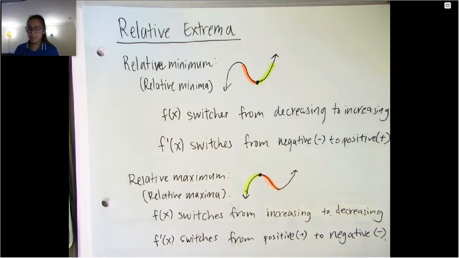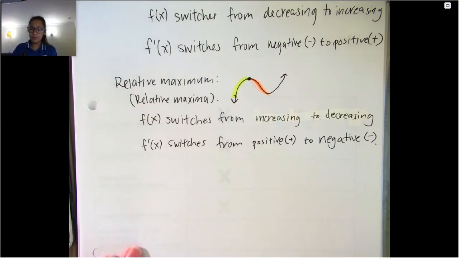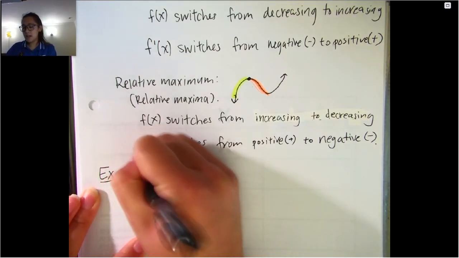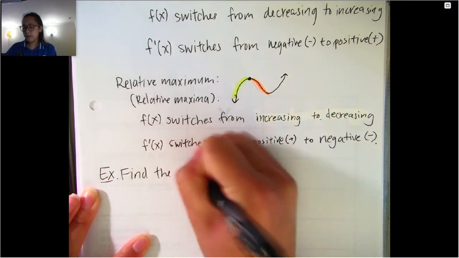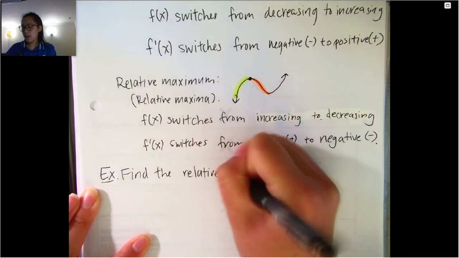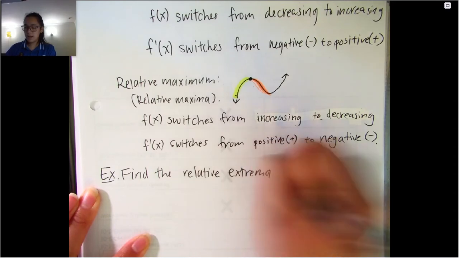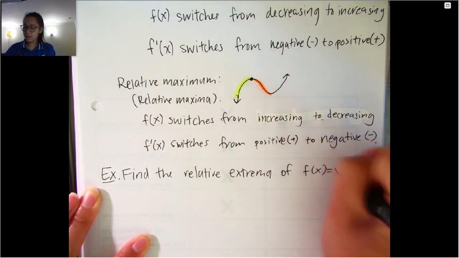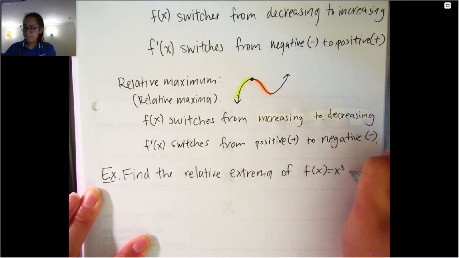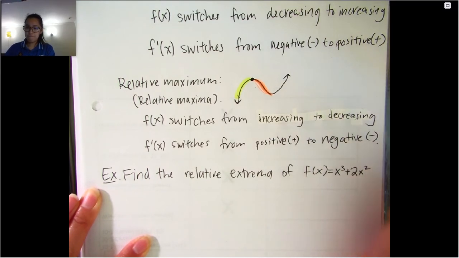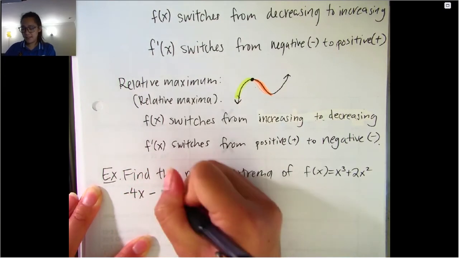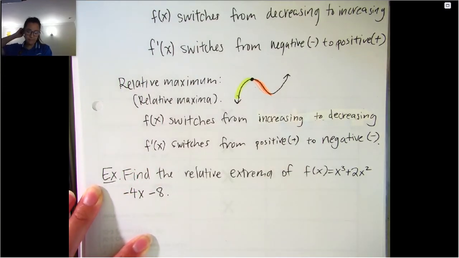All right, so let's do an example. We're going to use the same function that we used for increasing and decreasing intervals notes. So find the relative extrema of f of x equals x cubed plus 2x squared minus 4x minus 8.